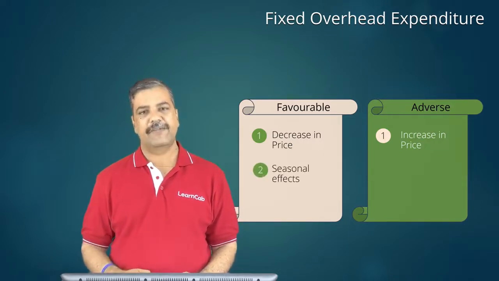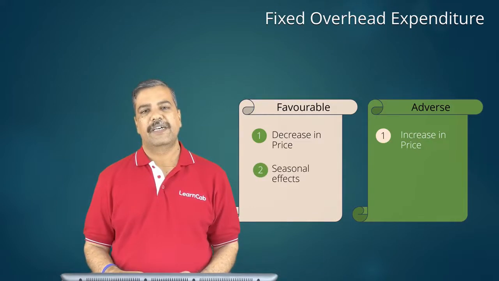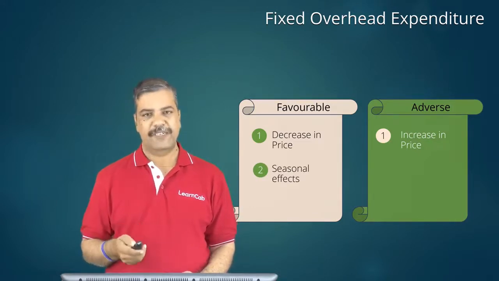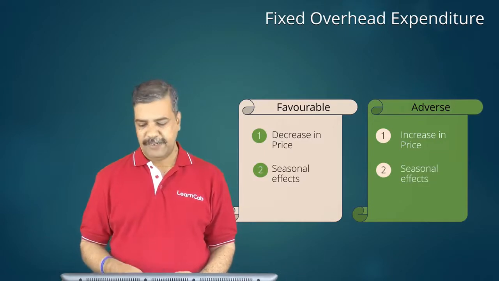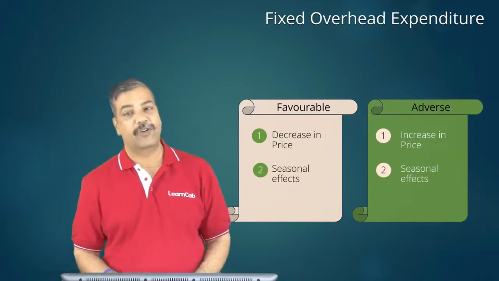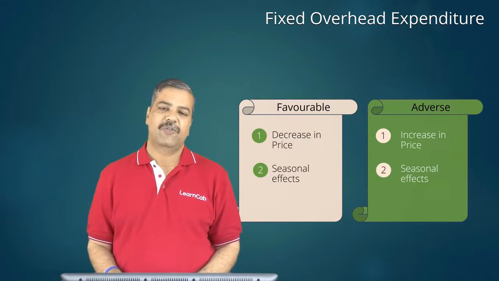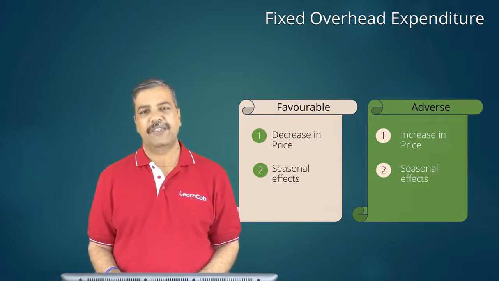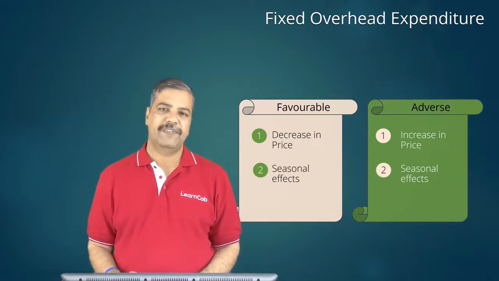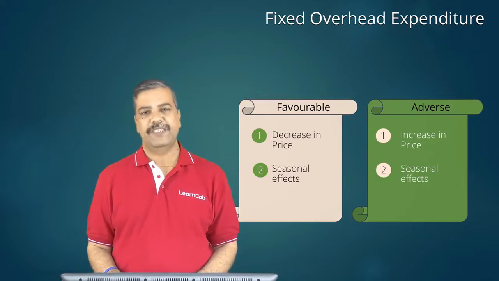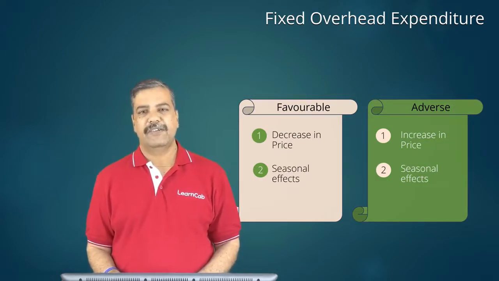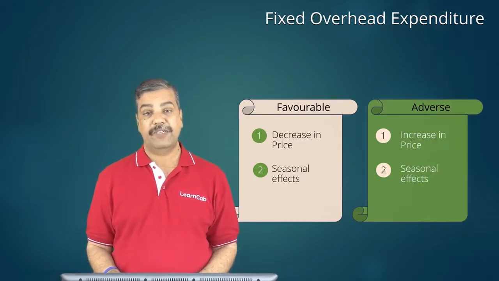Then seasonal effects are one of the reasons for change, which may create a favorable balance in case of fixed expenditure, but the seasonal effect can also be an adverse effect here. So what is the seasonal effect we are talking about? Seasonal effect is the temporary shift in the demand due to change in the season. So that factor also should be there when you are going for fixing of the standard.